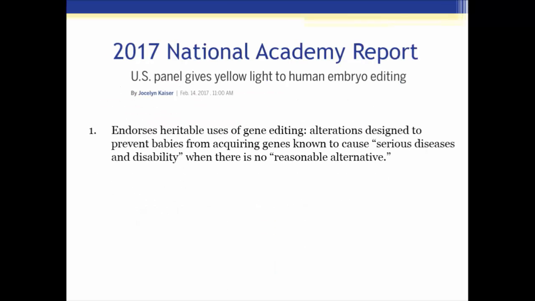So wrapping up all of this into the 2017 National Academies report that came out just a few weeks ago, they have been taking all of this information, the scientific information that we know from publications and the laboratory, the ethical considerations both here in the US and abroad, and they have, this is probably the best title of the year, "US panel gives yellow light to human embryo editing." I'll give you what I think are the take-home points from this report.